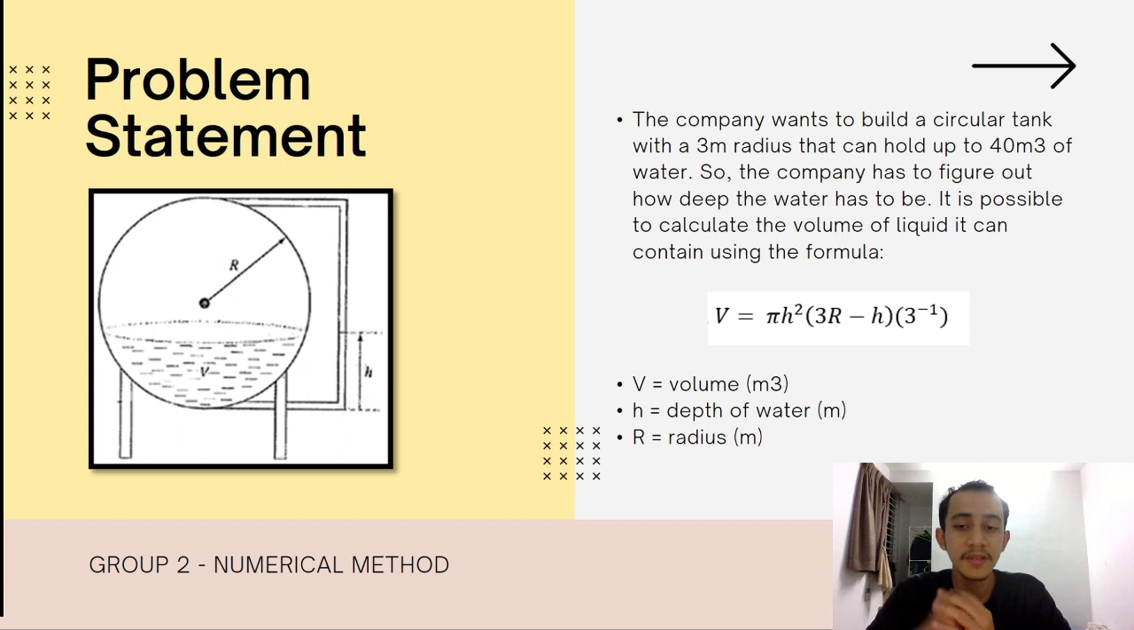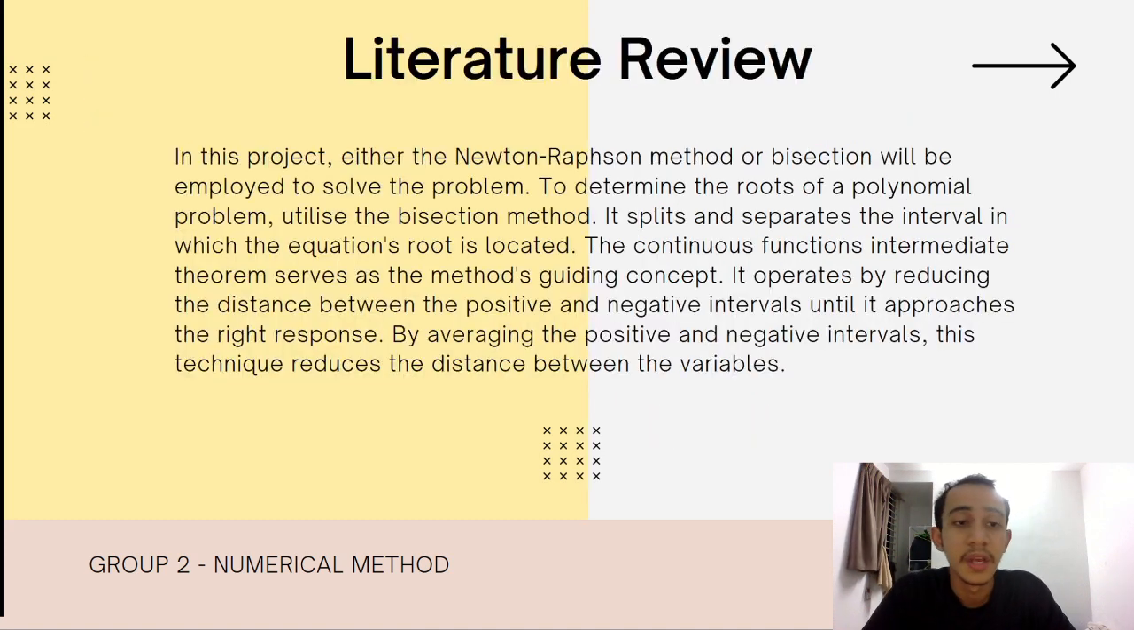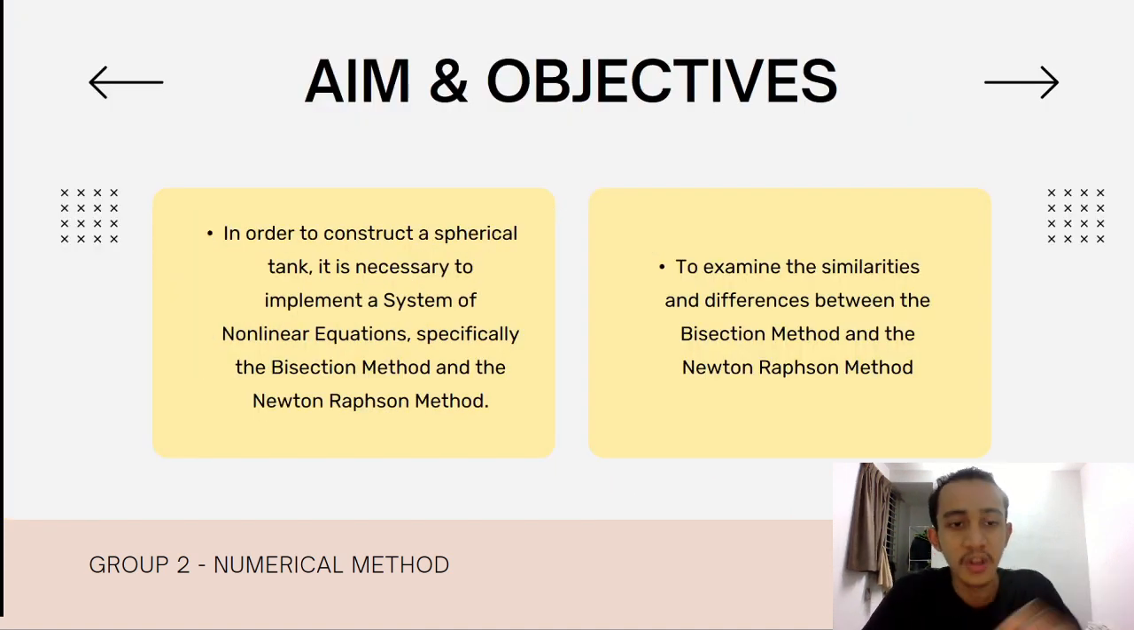By using this formula that I show you, V is the volume, pi times h squared over 3 times (3r minus h). Using this formula, we can get h, the depth of the water. So the objective is, in order to construct a spherical tank, it is necessary to implement a system of nonlinear equations, specifically the bisection method and the Newton-Raphson method.